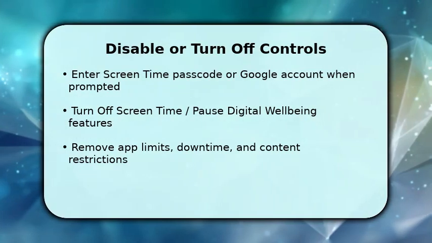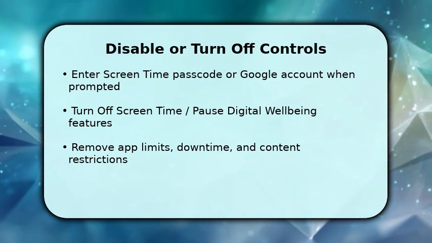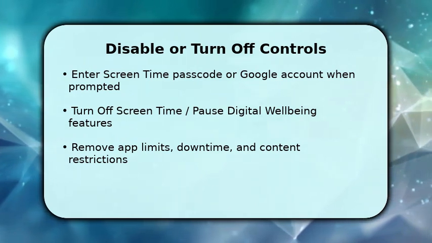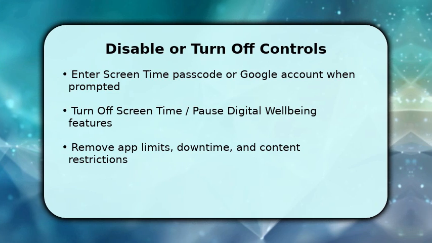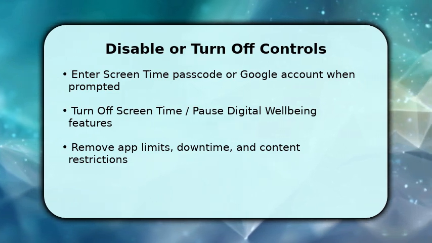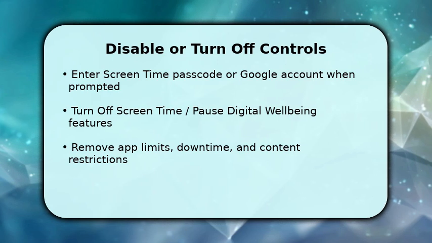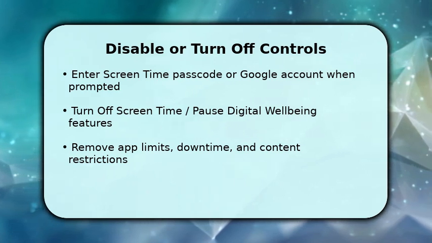You now proceed to disable the controls. If prompted, enter the Screen Time passcode or your Google/Apple account credentials. This unlocks options. Once unlocked, choose Turn Off Screen Time on iPhone or pause Digital Wellbeing features on Android.